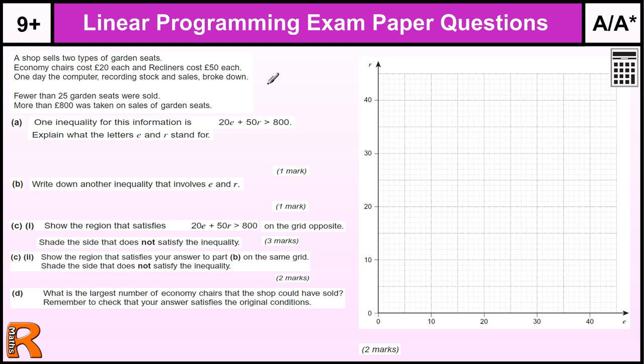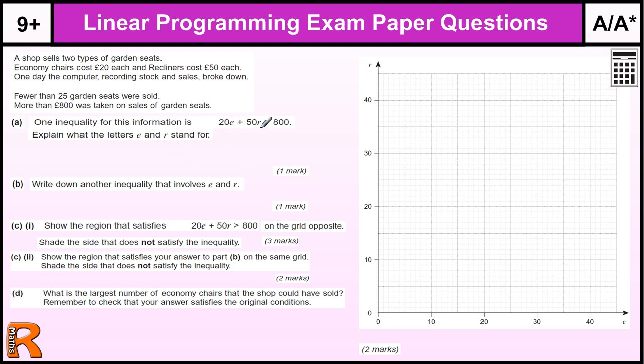A shop sells 2 types of garden seats. Economy chairs cost £60 each and recliners cost £50 each. One day the computer recording stock sales broke down. Fewer than 25 garden seats were sold. More than £800 was taken on sales of garden seats.